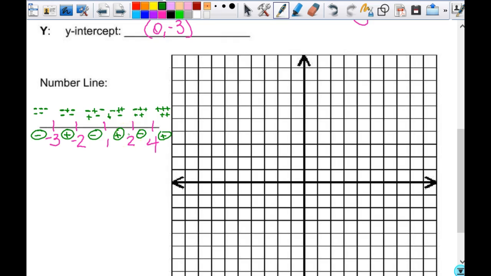Is there any way that I could have known that was going to happen before I figured all this mess out up here? Because that doesn't happen every single time, right? If you look back at the last one we did, it didn't switch back and forth. But what did the last one have that this one doesn't? It had tangency and togetherness, right? So if I have tangency, that means at that root, I'm not changing signs.